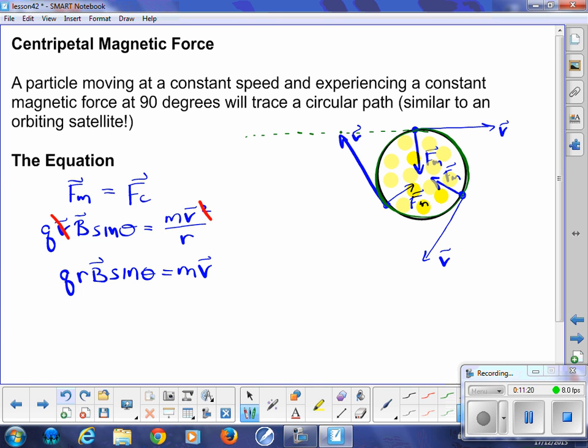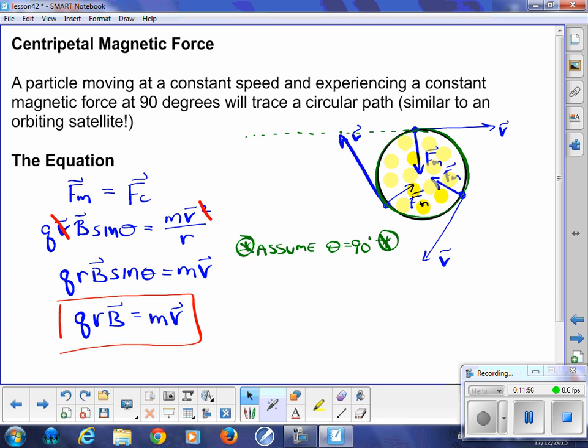And what we're going to do here is assume that theta equals 90 degrees. That's saying that those field lines that I drew, those yellow dots, are magnetic fields coming in and out of the board, and the particle is moving perpendicular to them, so we have that angle of 90 degrees. So the final formula that you're going to need in this particular section is going to look like that. I'm going to leave it in that format so you don't have any fractions, and you can rearrange it as needed.